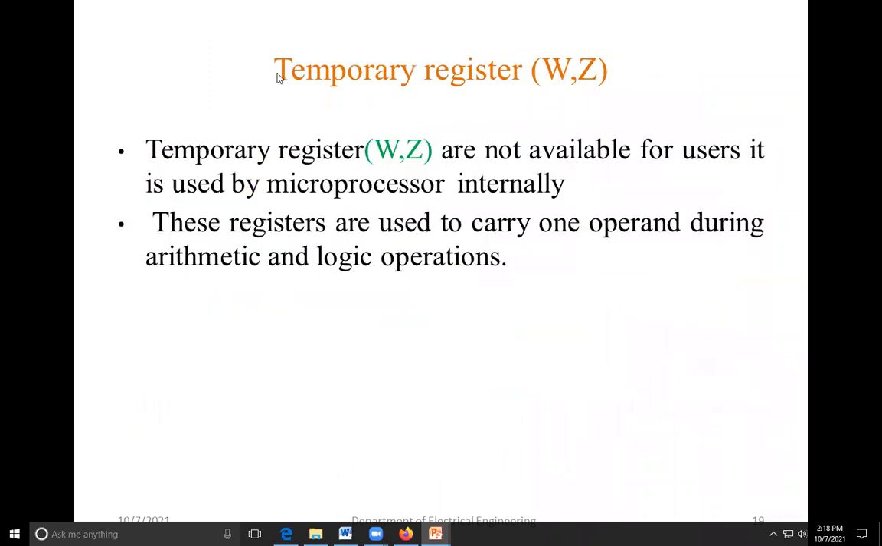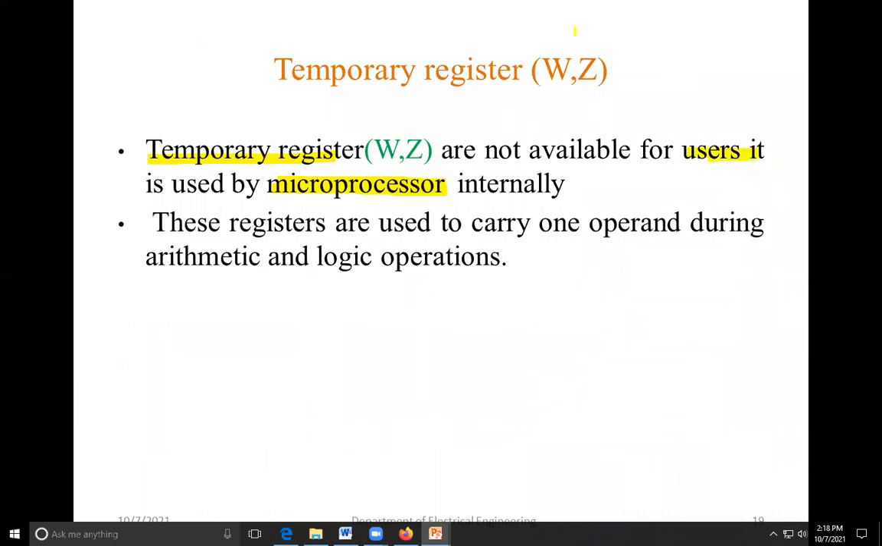See, temporary register. What is the use of the temporary register? Temporary registers are W and Z. These are the temporary registers. They are used only inside the microprocessor. They are not available to the users.